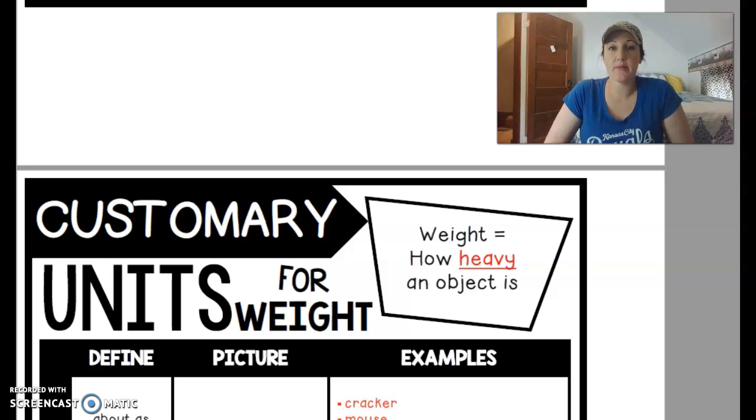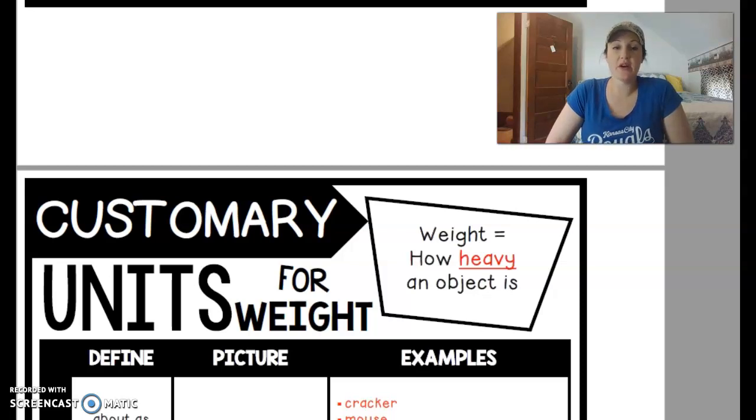We're also going to talk about the metric system. The metric system is used everywhere else in the world. The United States is the only place that uses the customary system. So we are a little bit different than everybody else.